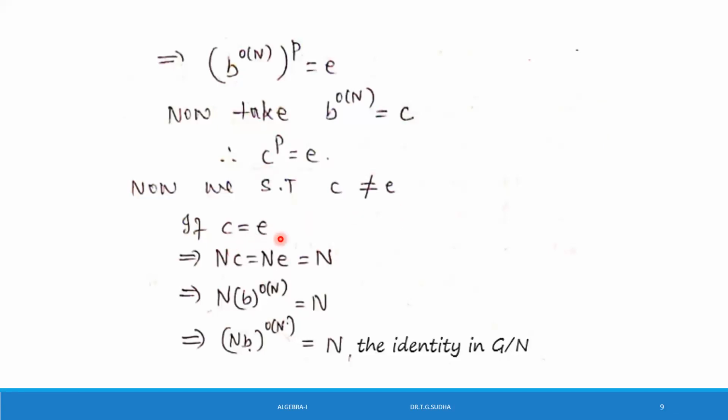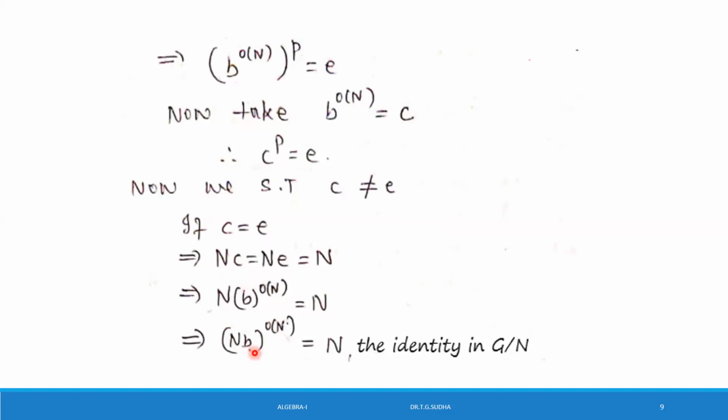When I take C is equal to E and consider NC, that is the coset generated by C, that will be equal to NE because C is equal to E. And we know that NE is equal to N. So NC is equal to N now. Let me replace C by B to the power of order of N. So I get NB to the power of order of N, which is equal to N on the right hand side. And this is the identity in G by N.